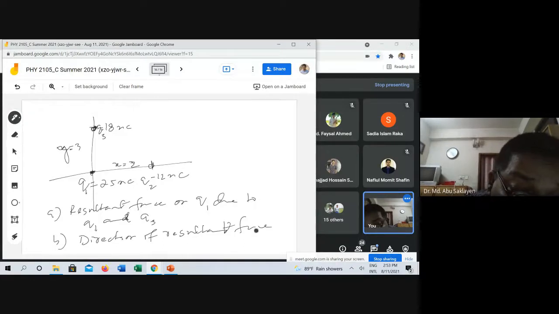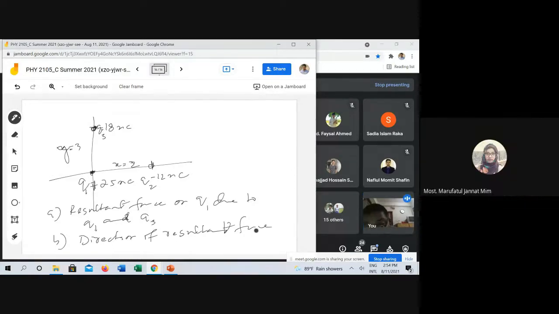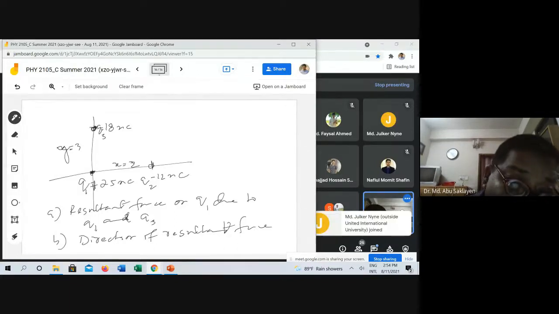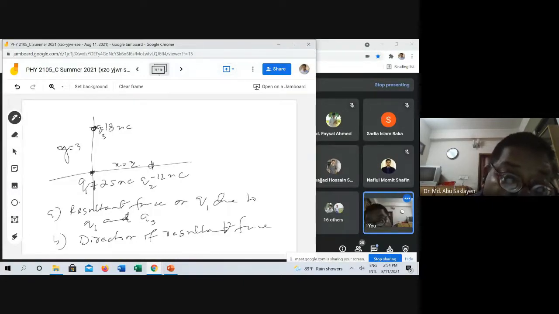Q1 at origin, Q1 equal 25 nanocoulomb. আর Q3 করতে হবে নাকি স্যার, আমরা Q2 Q3 ও করতে পারবো? Resultant force on Q1 due to Q2 and Q3. That means force on this charge due to this charge and this charge. That means resultant force on Q1 due to Q2 and Q3. Then direction of the force.